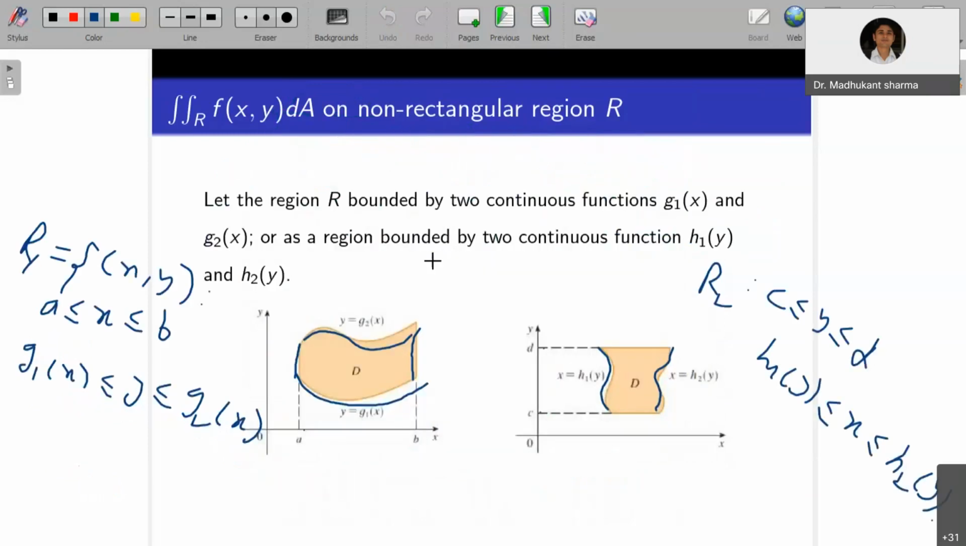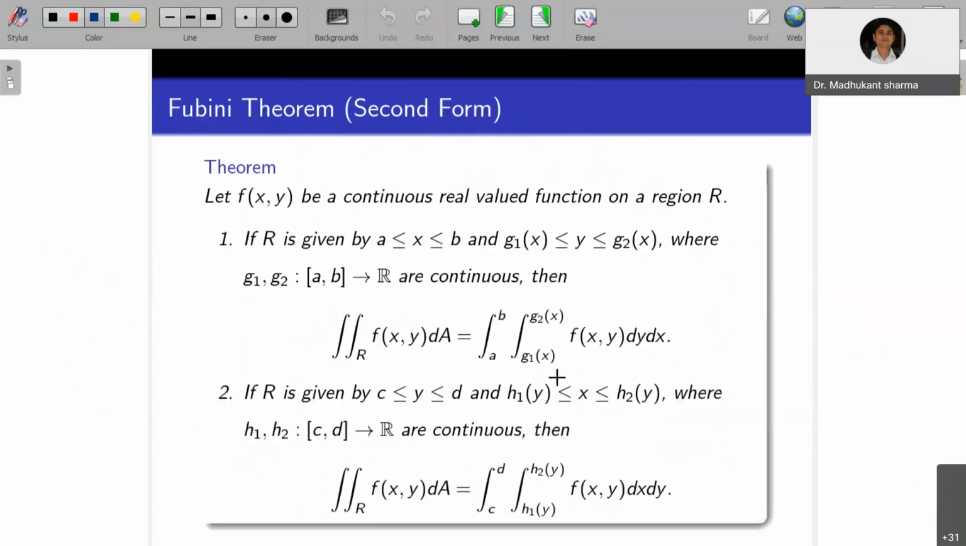Right. So now, coming directly to Fubini's theorem: how to evaluate the double integral over R of f of x y dA when you have this type of rectangle or this type of region. Fubini's second form tells you how to evaluate that. First, f is continuous. This is a necessary thing right now, but not every time.